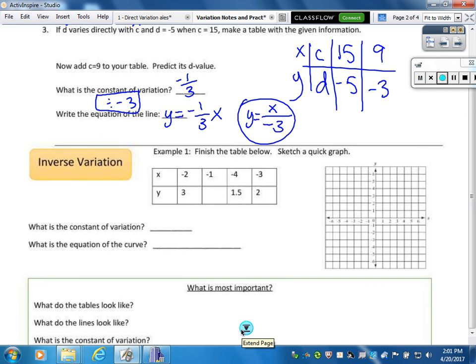So we want to know that it's that curve. You don't really have to be as specific as you were before. So what is the constant of variation? Let's try it out. This is inverse, so think of a pattern for inverse.